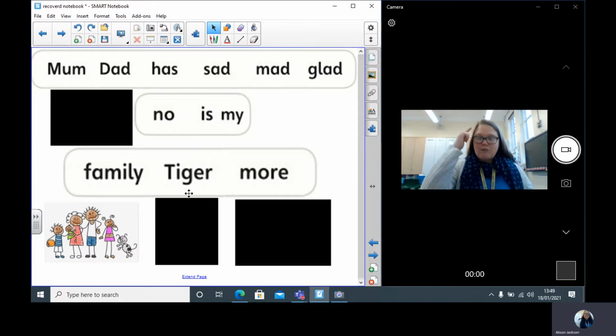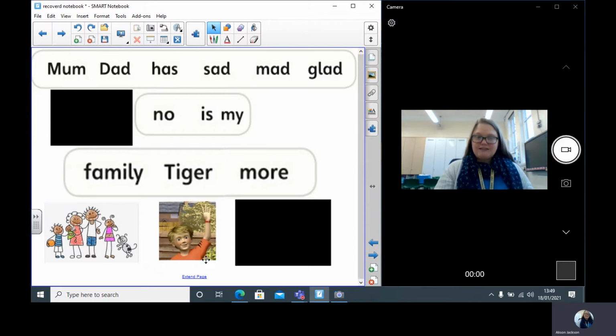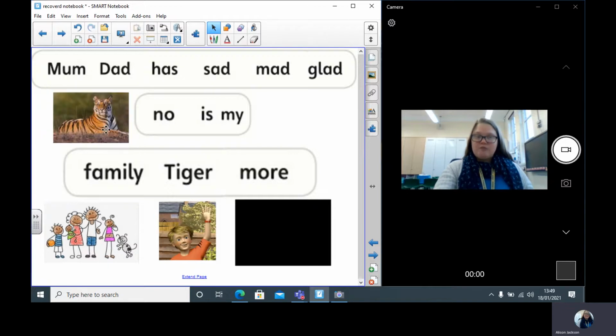Right, and then here we had the word Tiger. But we were thinking about why it had a capital letter, and we said it's because it's one of the characters in the book. So here's the character, Tiger from the book, and if it didn't have a capital letter, it would be tiger, the animal. So there's the animal as well. Super.